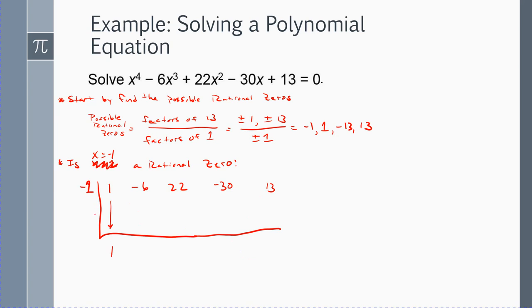So bring down this 1. Minus 1 times 1 gets me minus 1. Minus 6 plus minus 1 gets me minus 7. Negative, negative, this becomes 7. 22 plus 7 gets me 29. You can see this is probably not going to work out. Minus 1 times 29 gets me minus 29. When you add down here, you get minus 59. Minus 1 times minus 59 becomes positive 59, which gives 72. So this is what we see here. Thus, x equals minus 1 is not a rational zero.